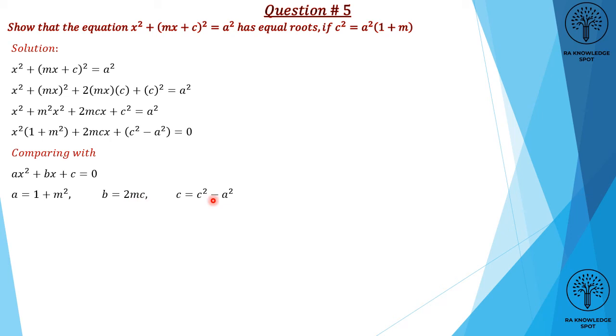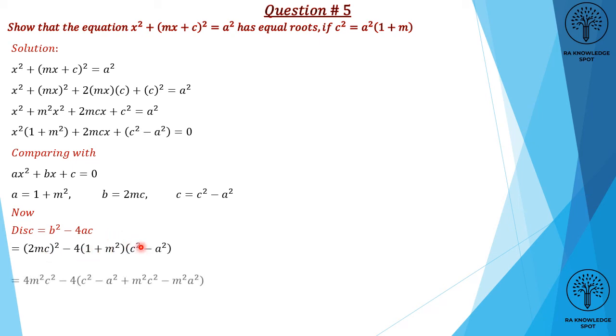Now once again, where do we have to put these? We have to put in the disk. Now this is your disk, just putting in the formula. This is your B, 4 as it is, the value of A and the value of C. Now when we take the square, it will be 4 m square c square, minus 4 as it is. This is the multiplication. 1 is going to multiply with c square, will give you c square. 1 is going to multiply with a square, will give you a square. The negative sign will be with it. Now 1 is finished. M square is multiplying with c square, and m square is multiplied with a square, will give you minus m square and a square.